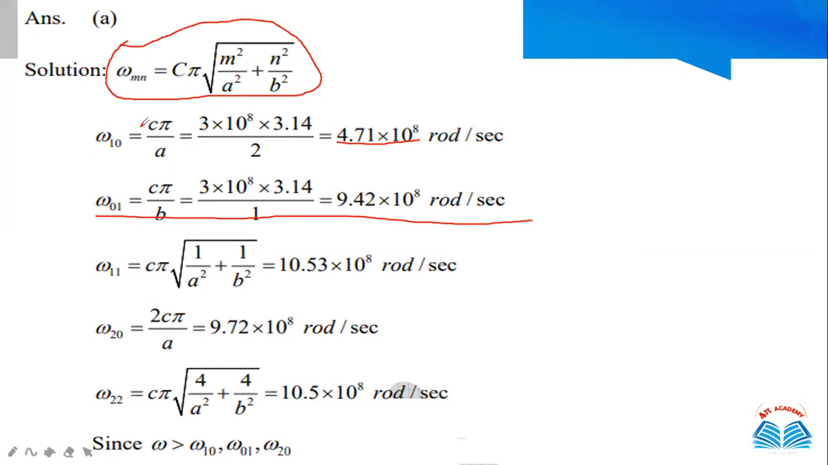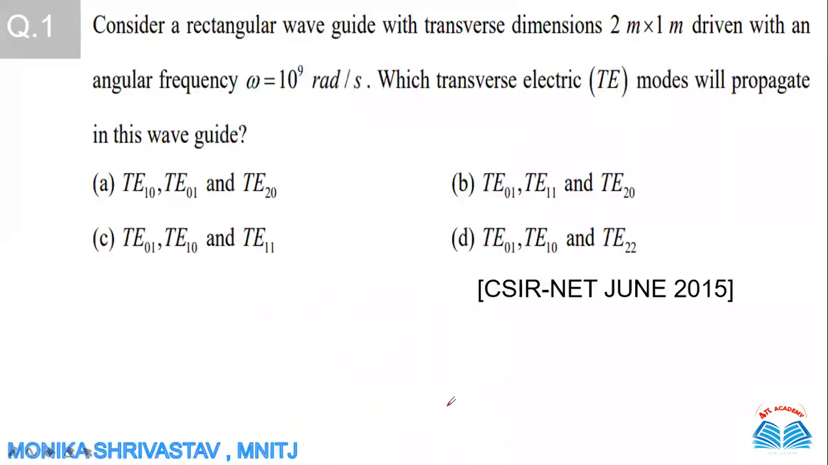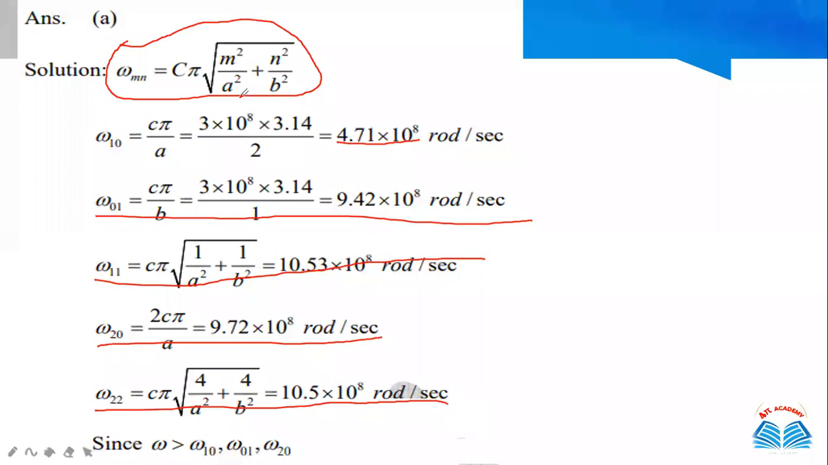Third one, we will now put 1 for m and n. So omega 11 will be this one. Again, omega 20 will be this one. Again, omega 22 will be this one. Up to that value, you will calculate up to the value of omega given in the question. What is omega given? Omega is given as 10 to the power 9 radian per second. So just one value less and one value more. Till then, you will calculate. So we are getting here 10 to the power 8, 10 to the power 8, 10 to the power 8, 10 to the power 8, and this is greater than 10.